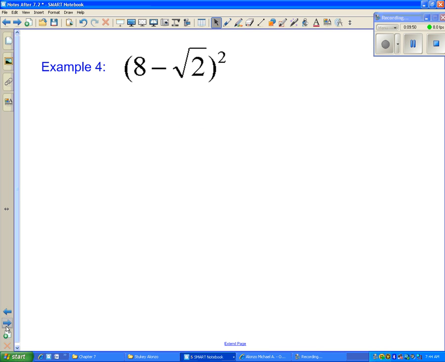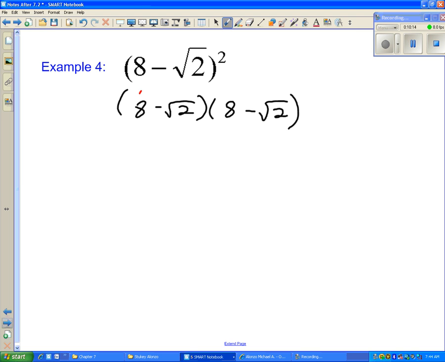Well, let's look at this. 8 minus the square root of 2 squared. Is this a conjugate? Will this also get rid of my square root when I multiply it out? Let's see. Remember, 8 minus the square root of 2 quantity squared means 8 minus the square root of 2 times 8 minus the square root of 2.